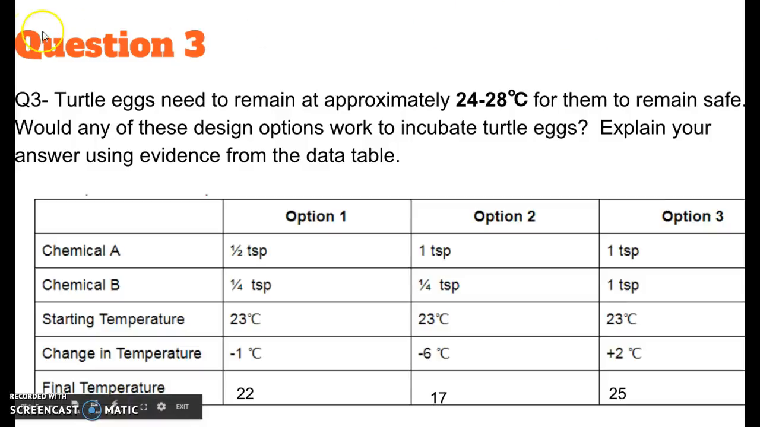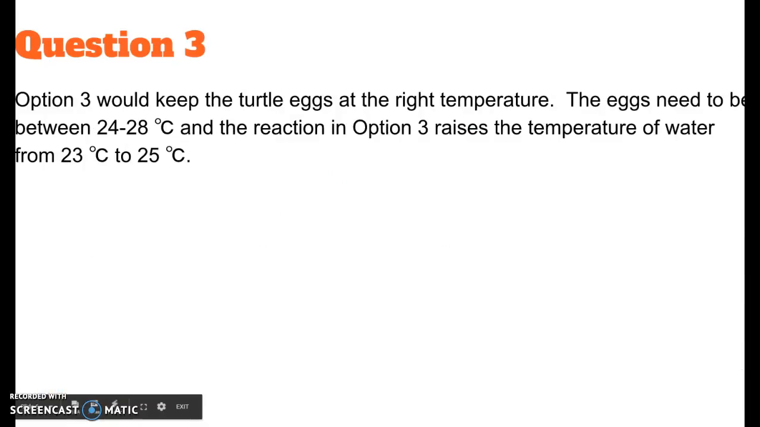The next question says, turtle eggs need to remain at approximately 24 to 28 degrees Celsius for them to remain safe. Would any of these design options work? Most of you did identify that option 3 works because it's at 25 degrees, which is right in the middle of the range. Again, here's a written out answer to that if you would like to take a moment and adjust that. If you didn't explain why, you may have lost a point on that.